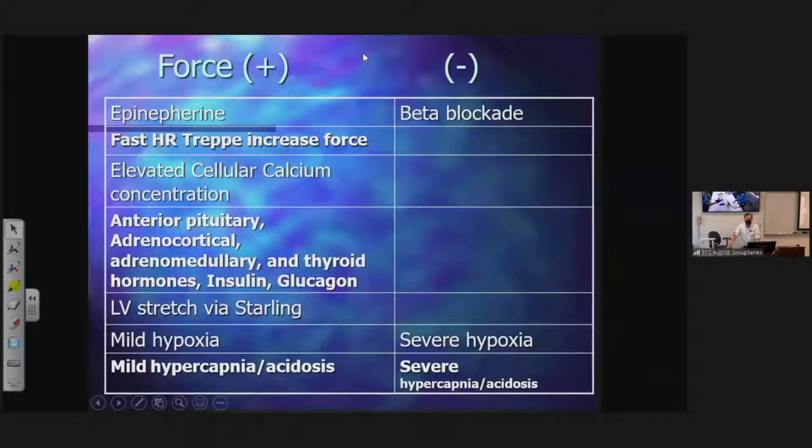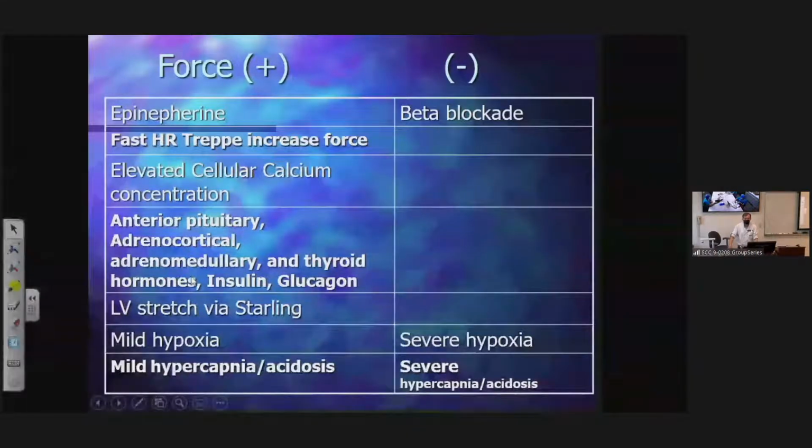Okay, this is a summary slide. So what happens to force if I give you epinephrine? It rises. What happens to force if we have a burst of tachycardia and the TREP phenomenon is kicking in? Increased calcium, increased force. If I gave you elevated calcium, we don't give calcium to people anymore, but if we did give you calcium, then you'd have increased contractions.